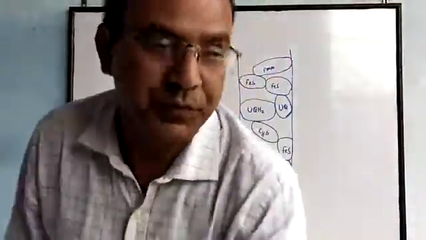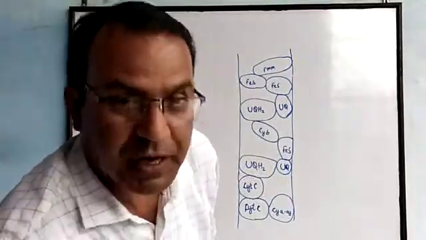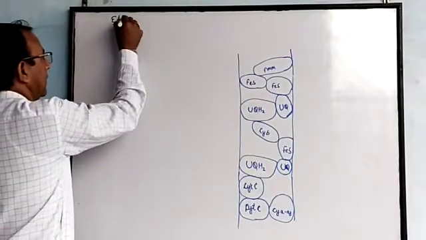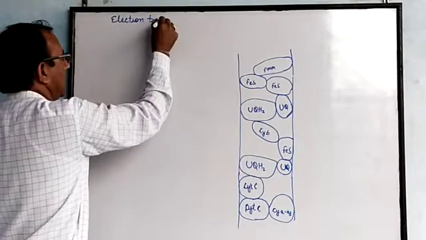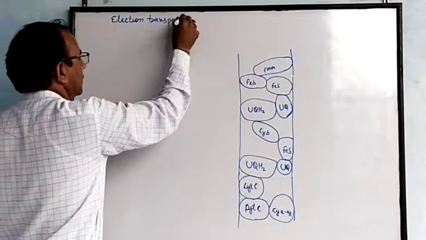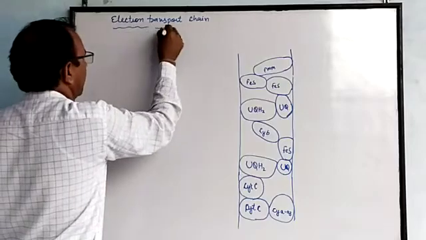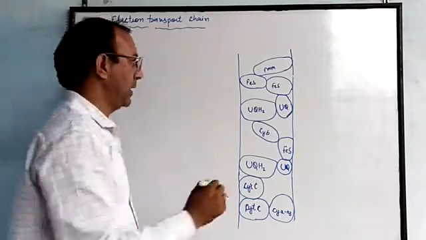Hello students, in the previous part we have studied about the Krebs cycle. In this part we will discuss the ETC, electron transport chain. How the electrons can be transported from one place to another place. We will discuss this part.